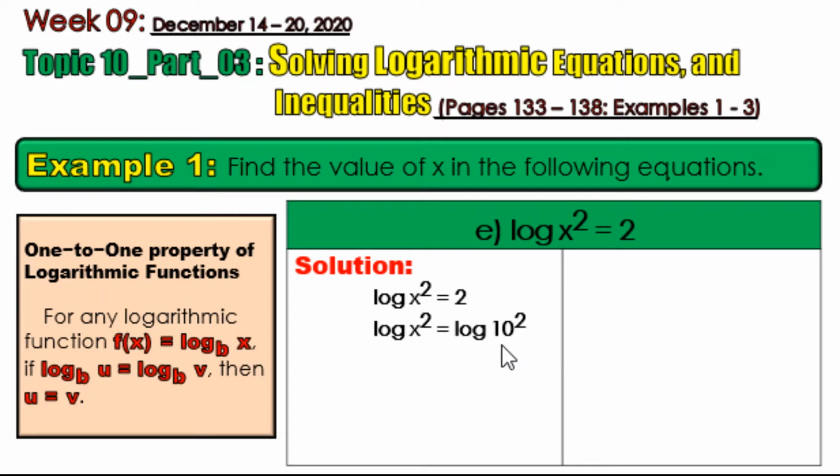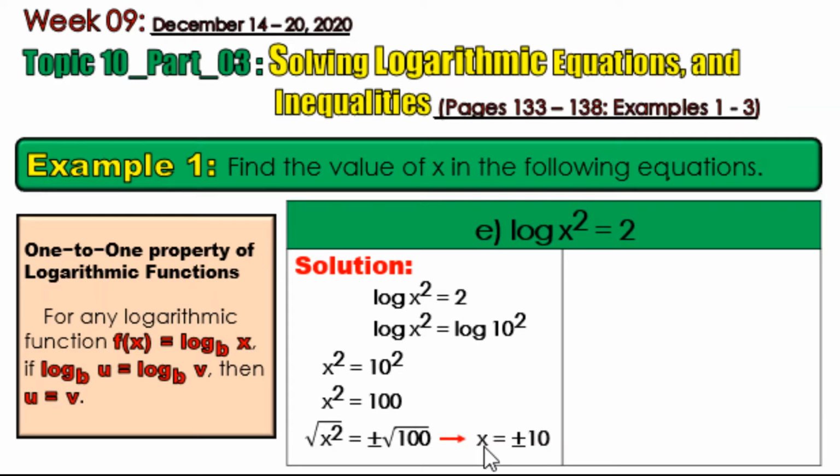Okay, and by applying the one-to-one property of logarithmic functions, we can equate x squared to 10 squared. So therefore we have x squared is equal to 10 squared, and 10 squared is equal to 100. To get the value of x, we will be getting the square root of both sides of the equation. Therefore we have square root of x squared is equal to positive negative square root of 100, and the square root of 100 is 10. So we have x is equal to positive and negative 10.